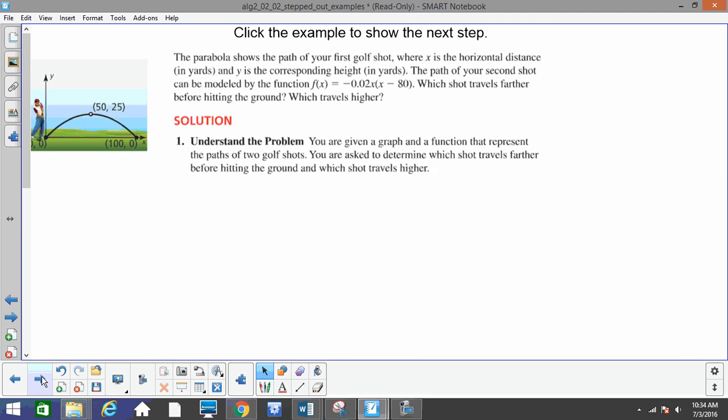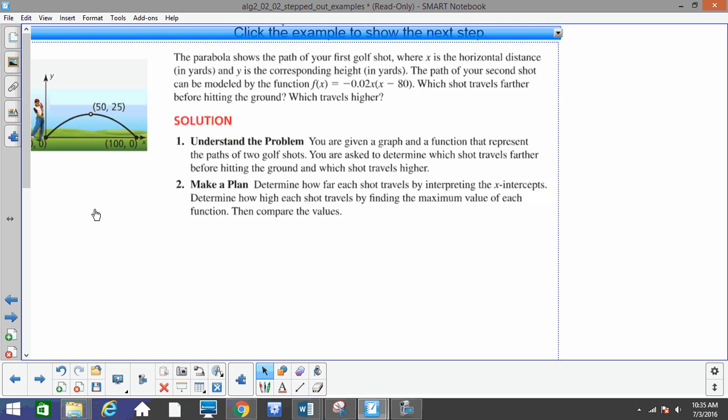All right, everybody's favorite word problem. And your first step on any word problem is going to be to understand the problem. As I've said a couple times, read the problem twice, 3 times, however many times is needed. If they have a picture, really stare at that picture. On this one, we've got a golf shot. They give us the function, though, of the second shot. Make sure you read that. Then we have to figure out which one travels further, the one that's in the picture or our second shot.